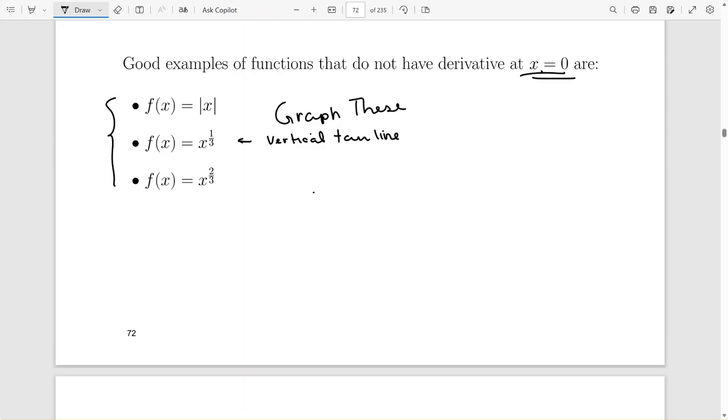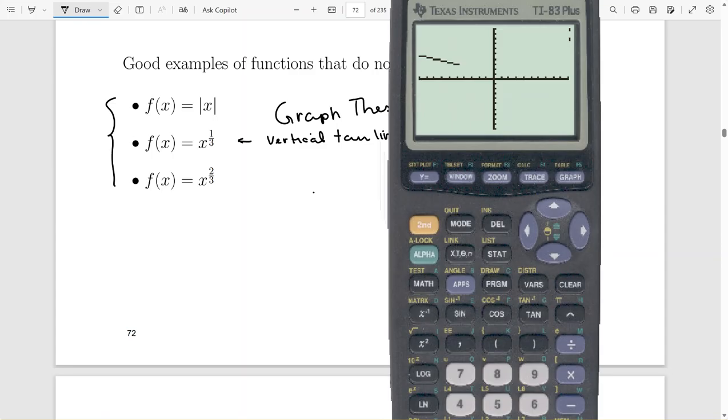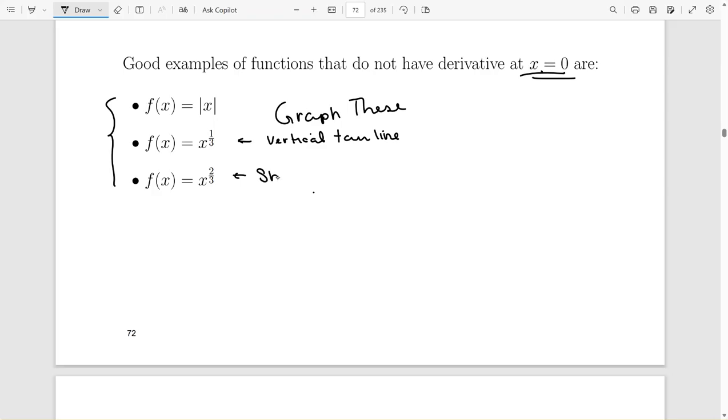And then x to the 2/3, if you graph that one, and let me turn this one off and turn this one on, and take a look at the graph of it, you notice it looks a bit like the absolute value function, only it's got a little bit of a curve to it, but it has that sharp corner again. So the first one and the third one don't have the derivative at 0 because of the sharp corner at x equals 0.